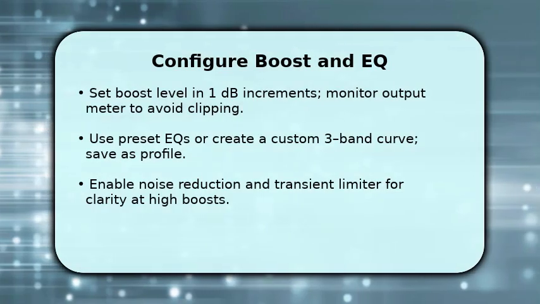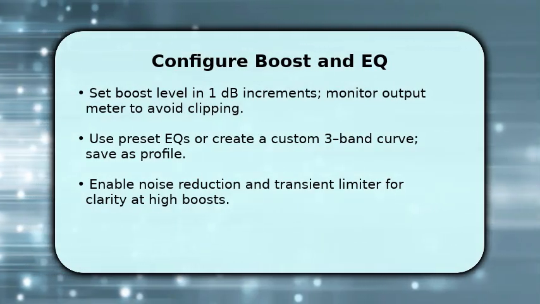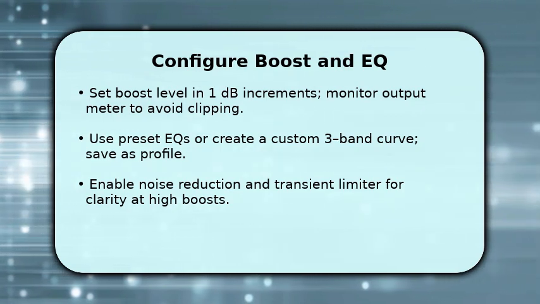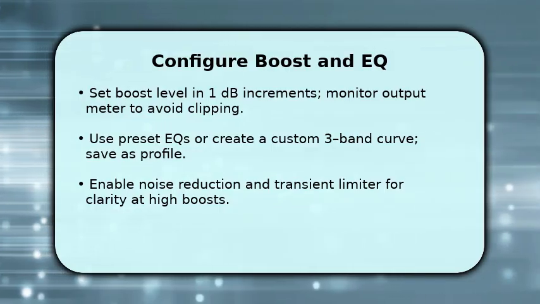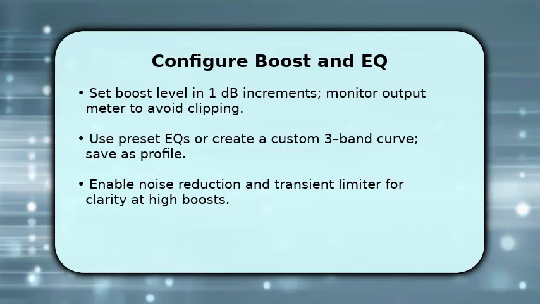You now configure boost and equalization. Increase boost in small 1 dB steps while watching the output meter to prevent clipping. Use a preset EQ to start, then create a custom 3-band curve, bass, mid, treble, to target problem frequencies and save it as a profile for future use.